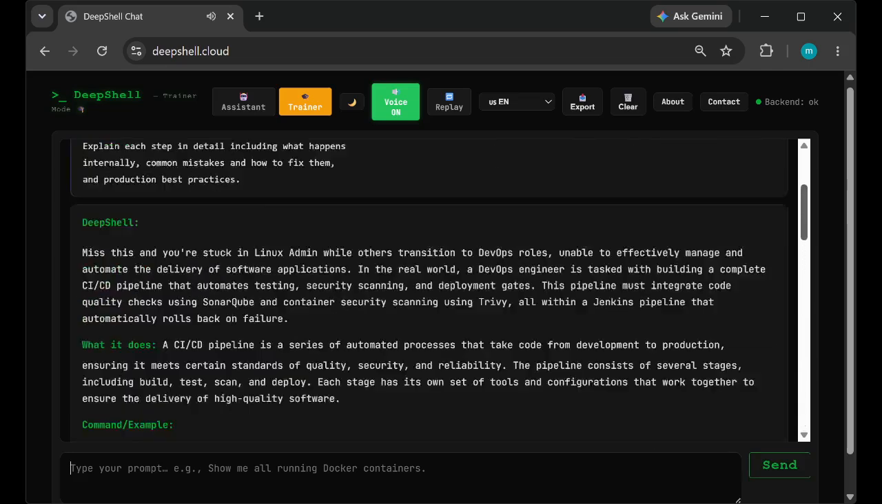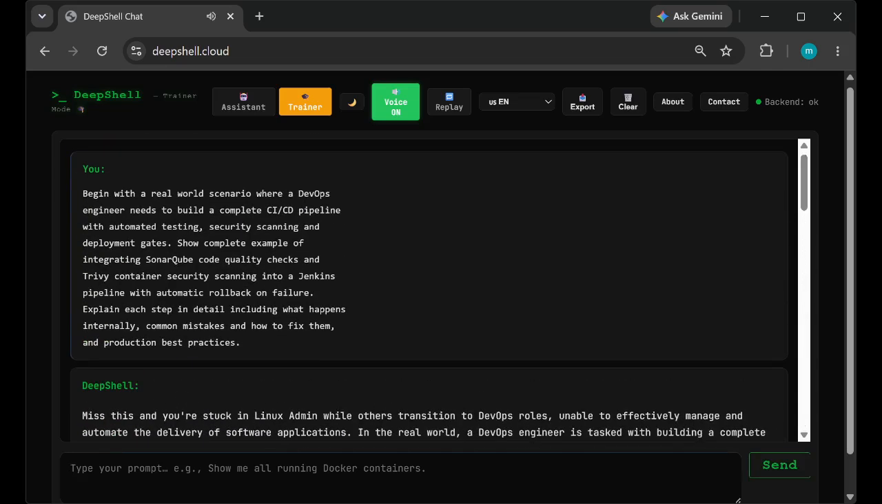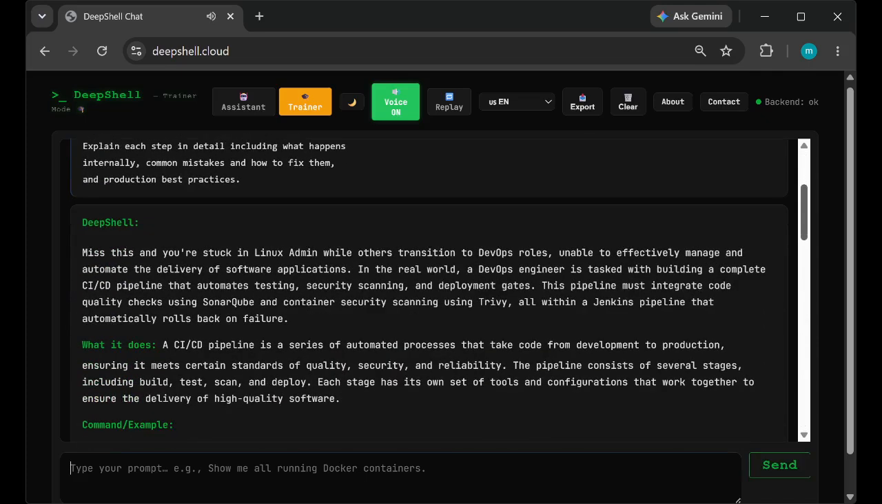Miss this and you're stuck in Linux admin while others transition to DevOps roles, unable to effectively manage and automate the delivery of software applications. In the real world, a DevOps engineer is tasked with building a complete CI/CD pipeline that automates testing, security scanning, and deployment gates. This pipeline must integrate code quality checks using SonarQube and container security scanning using Trivy, all within a Jenkins pipeline that automatically rolls back on failure.